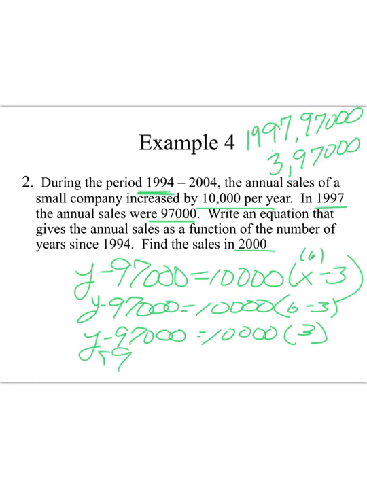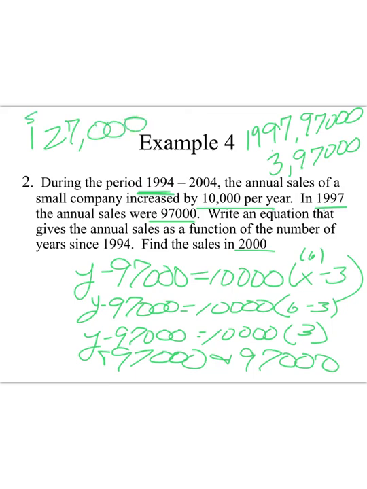We'll add the 97,000 to each side with our 30,000. Now 30,000 plus our 97,000 would give us $127,000 that we would expect the company to be making in the year 2000 if they continue this increase of 10,000 per year.